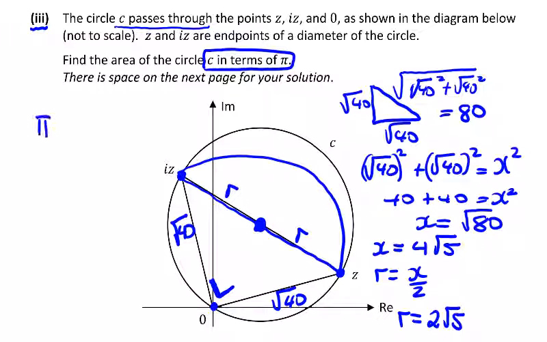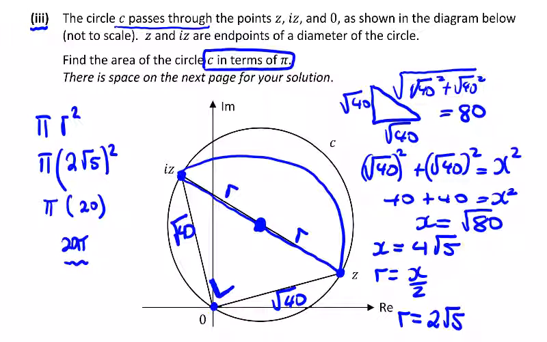So pi r squared for the area is going to be pi times 2 root 5 to be squared. It's going to be 4 times 5, so the area of the circle is 20 pi. So what they're looking for, the area of the circle in terms of pi, 20 pi, and that would be in units squared because we're dealing with area. Just seeing I left my square root out of there earlier. Careful. And last part of this question.